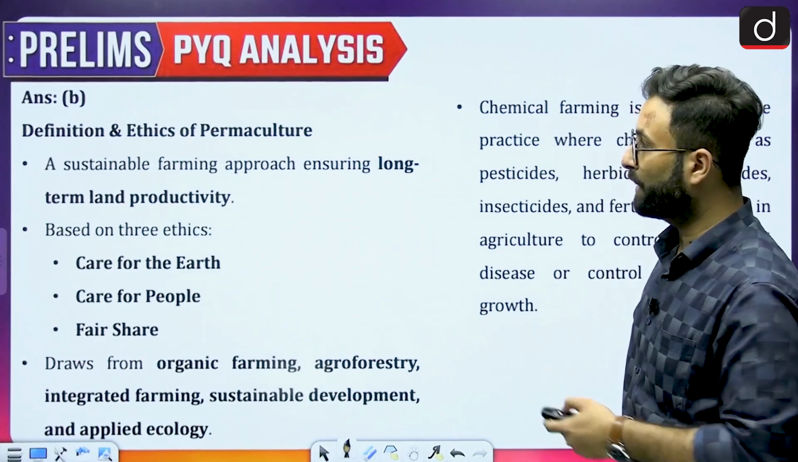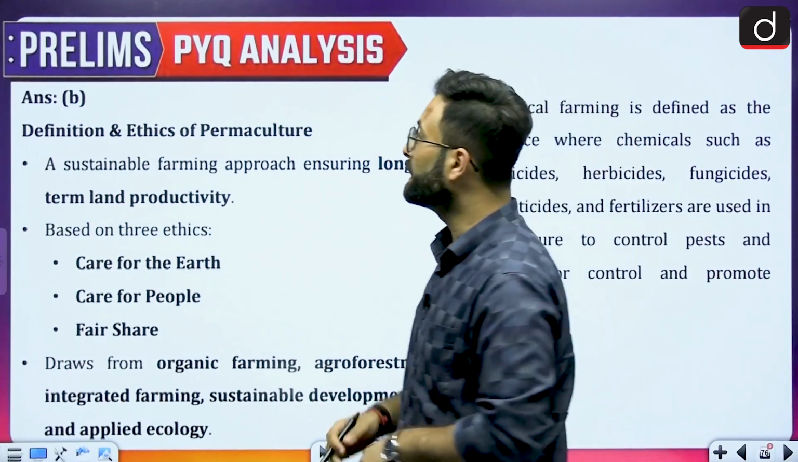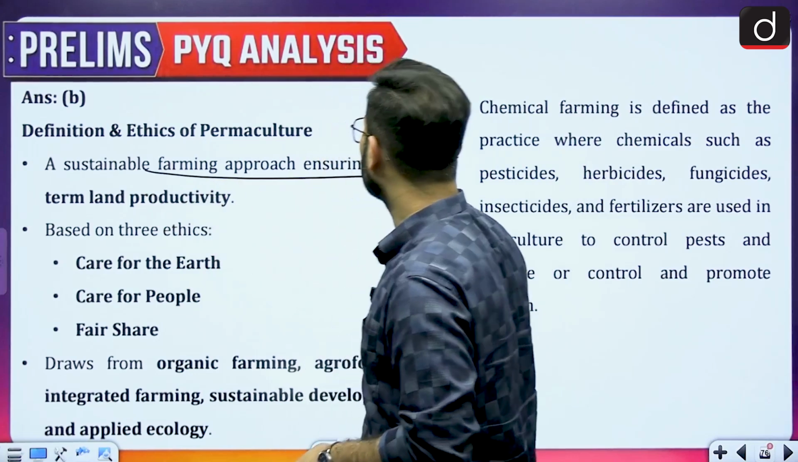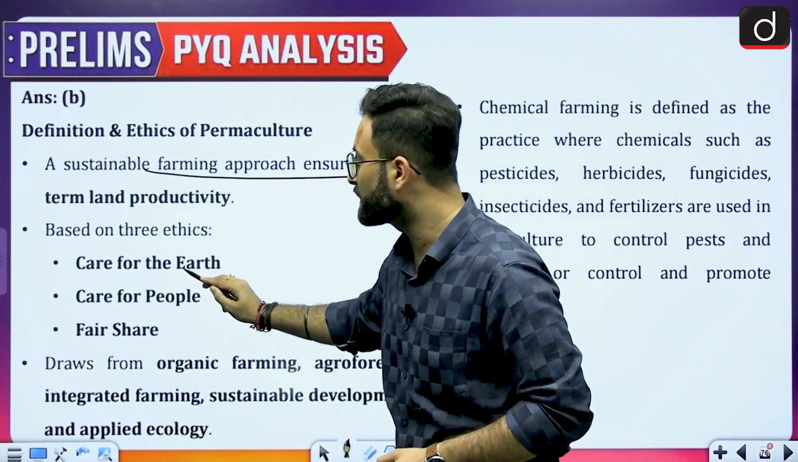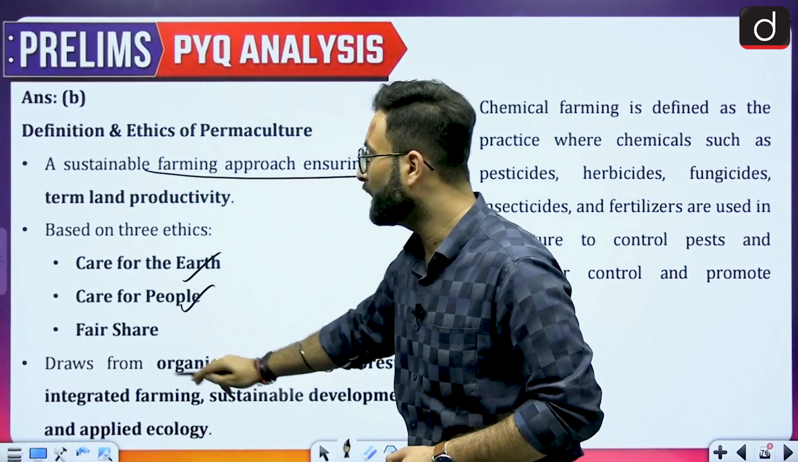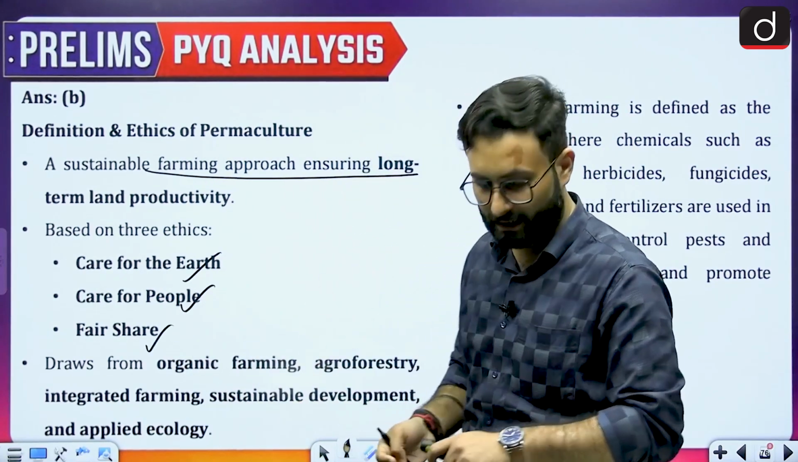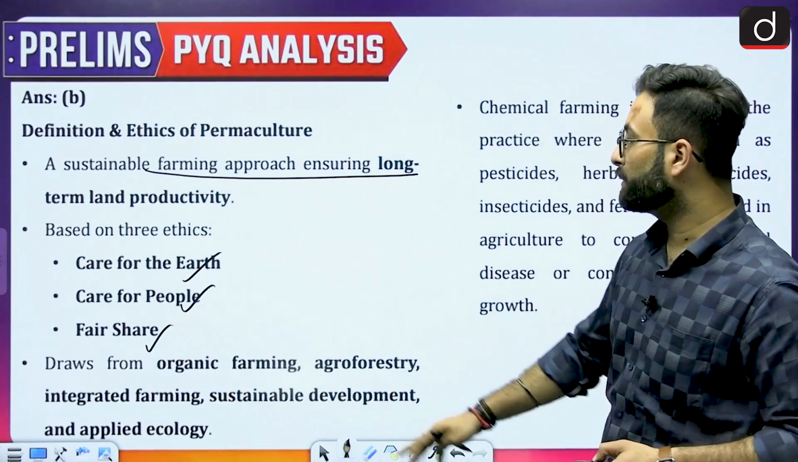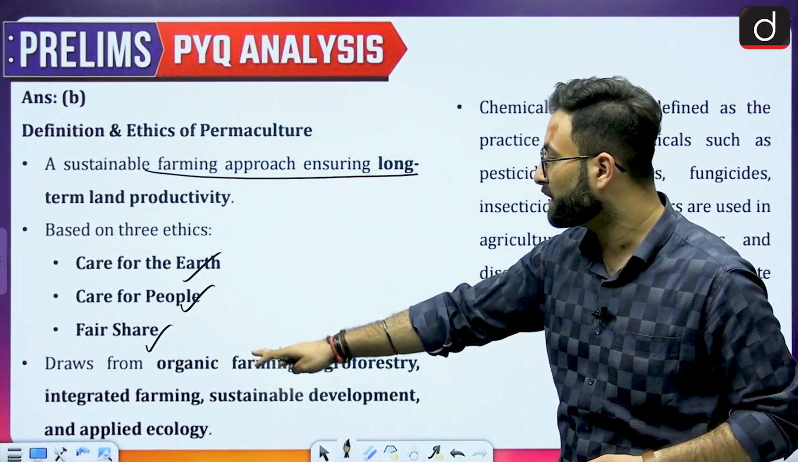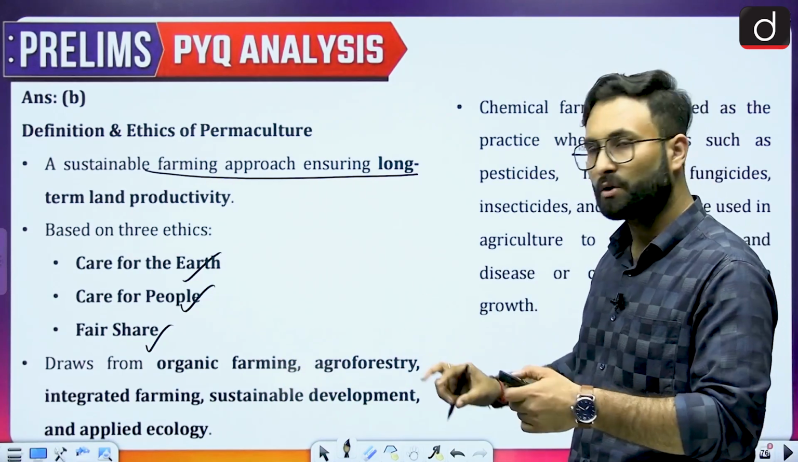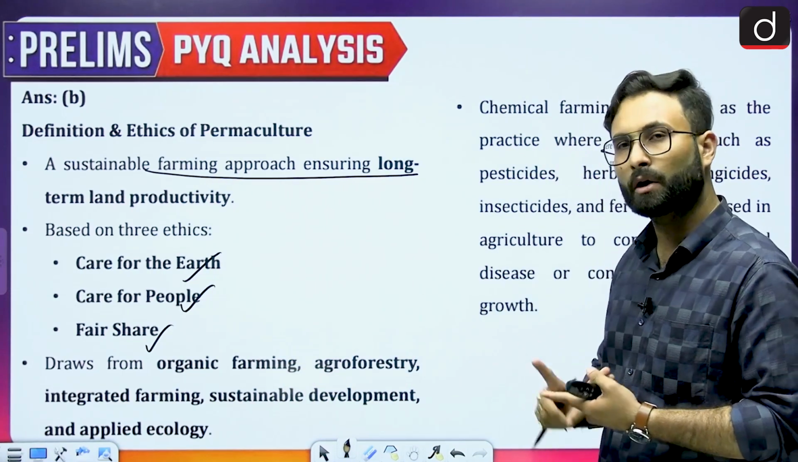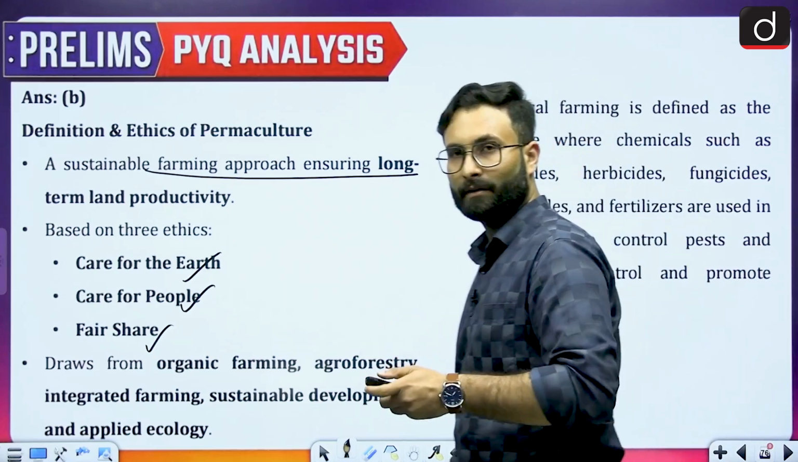If you go through the definition over here, you can see it is a sustainable farming approach ensuring long-term land productivity based on the 3 ethics, that is care for the earth, care for people and fair share. So basically you are going for sustainability. Moving further, it draws from organic farming, agroforestry, integrated farming, sustainable development and applied ecology. So basically they are focusing on nature and on organic farming. All these aspects are covered in permaculture.